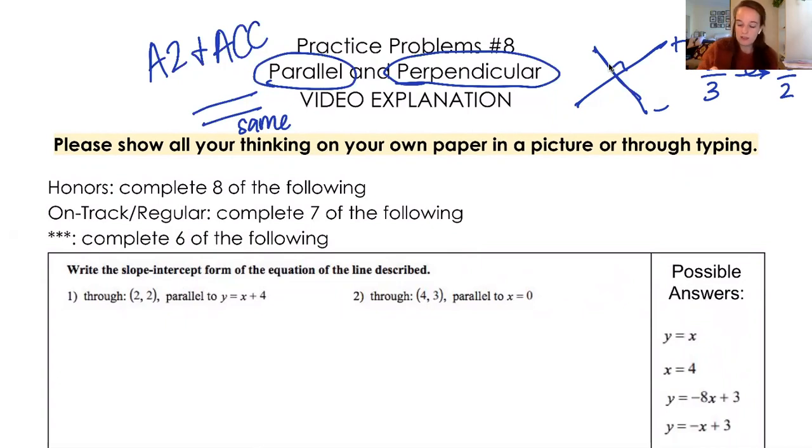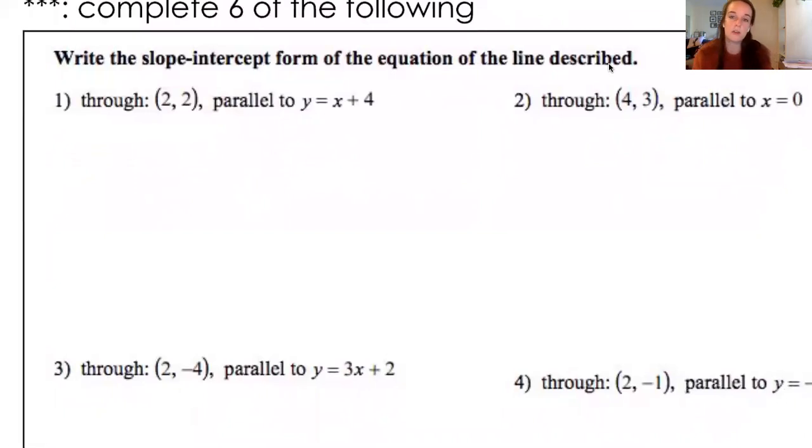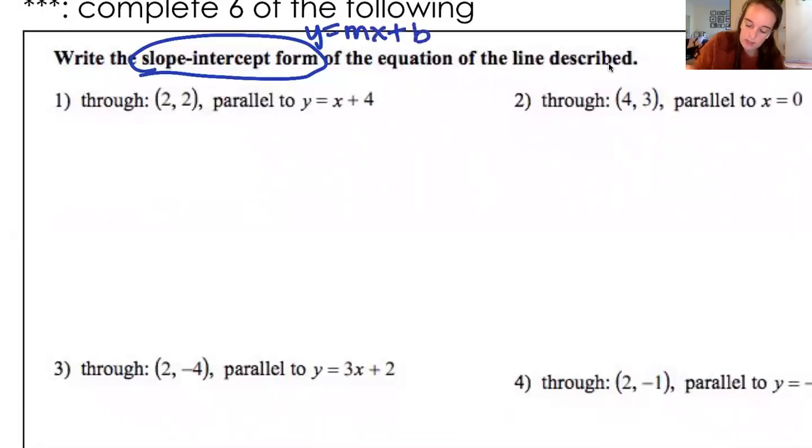So our task here is to write the slope-intercept form of the equation of the line described. So slope-intercept form, remember, is y equals mx plus b, right? So our goal is to write an equation. So in order to write the equation, they give us a point, and they also tell us that it's parallel to another line, right? So parallel, remember, means same slope, right?